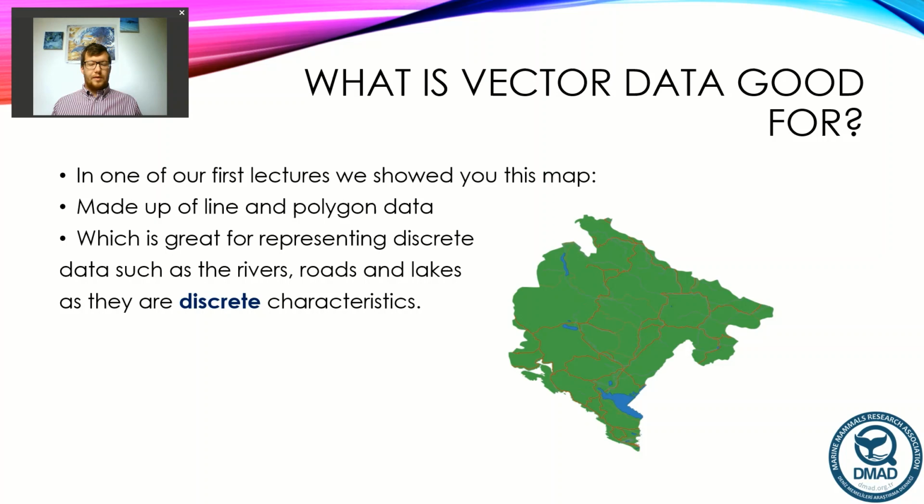So the vector data we've used is really good for certain things, and you'll remember in one of the first lectures we showed you this map of Montenegro, and this map's made up of lines and polygons, and these are great for representing discrete features such as the roads, the rivers and the lakes. So these are discrete characteristics, and that means they've got a very obvious defined outline. We know where the edge of our road is because it goes from black tarmac to green grass, for example.